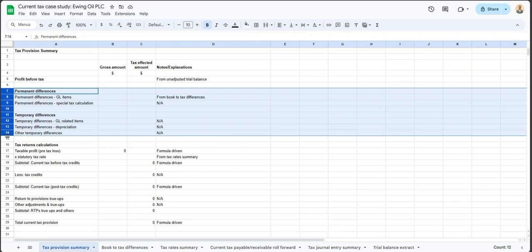In the next video I will talk about what the permanent difference is, what the temporary difference is, and how to identify them. But I just thought I should put them here for now. Just know that they exist.